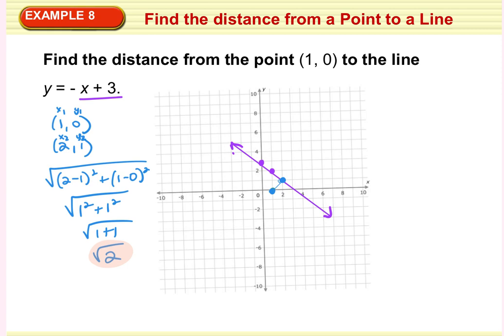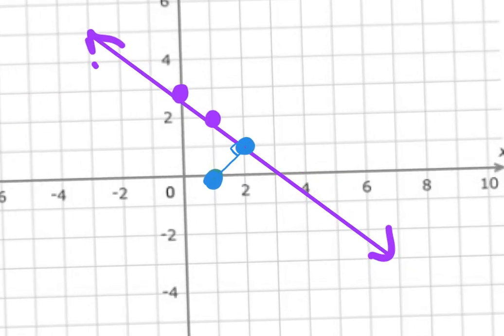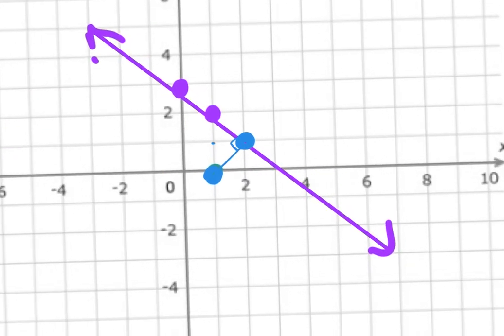Now, if it wasn't as easy to spot, then what I would have to do is figure out what would be perpendicular to this. Because this slope is -1, the slope of the line perpendicular to it would be 1. Flip it, change its sign. So I'd go from here up 1 and to the right 1, and that's where I'd also get that coordinate point from.